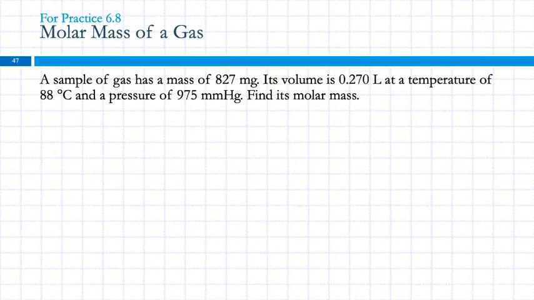So here's an example. A sample of a gas has a mass of 827 milligrams. Its volume is 0.270 liters at a temperature of 88 degrees Celsius and a pressure of 975 millimeters of mercury. Find its molar mass. Sometimes we abbreviate molar mass as mm. So that's the mass in grams divided by the moles.